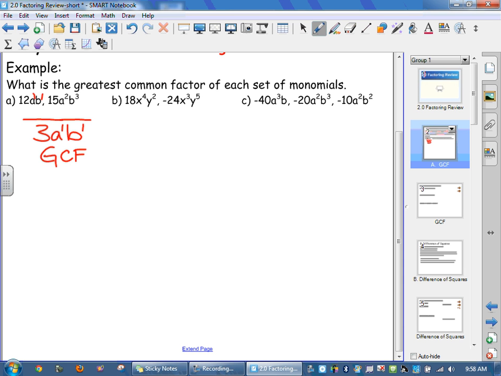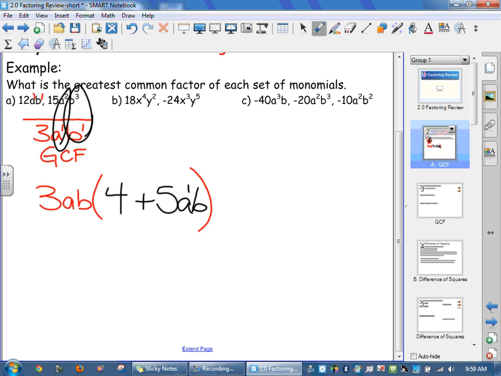Now, if I actually did the question, it just has a comma between them. It's not asking me to solve the actual question. But if it did, I would do it this way. I would put 3AB on the outside of brackets. Now I would divide each by that, and then put my answer to the dividing on the inside. So 12 divided by 3 is 4. The A's and B's disappear because 1 subtract 1 is 0. 15 divided by 3 is a positive 5. A2 subtract A1 gives me 1A left. B3 subtracting B1 gives me B squared left. That would be my final answer left over.